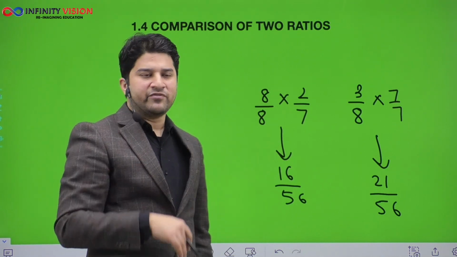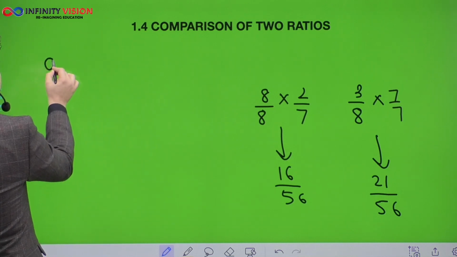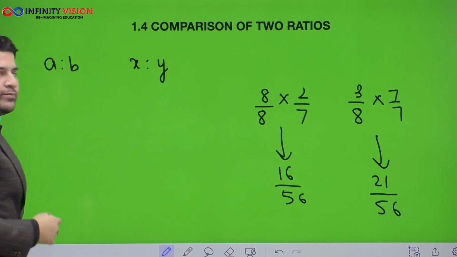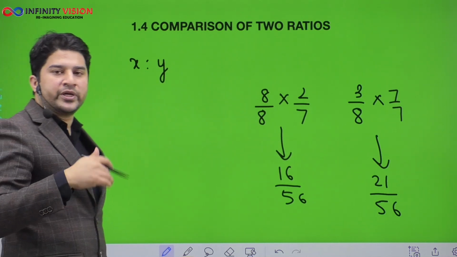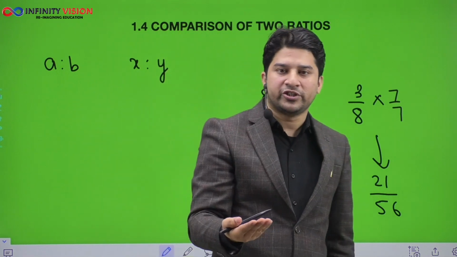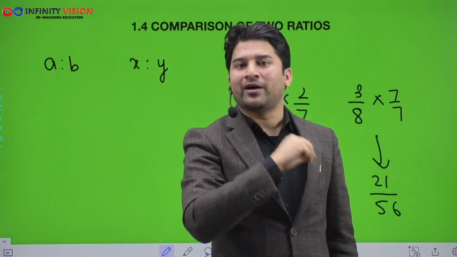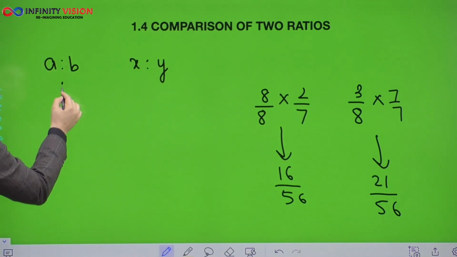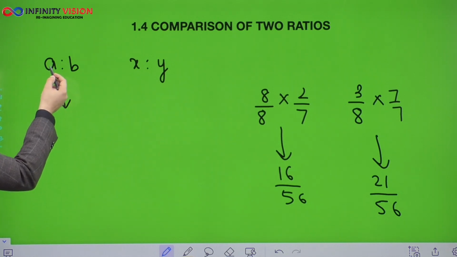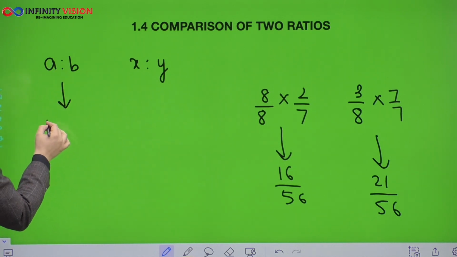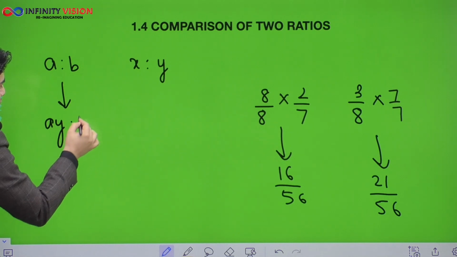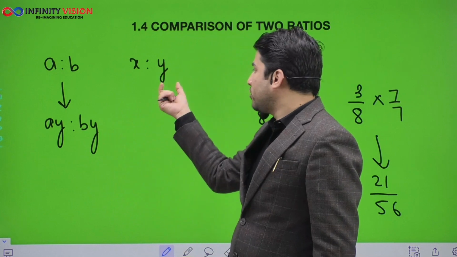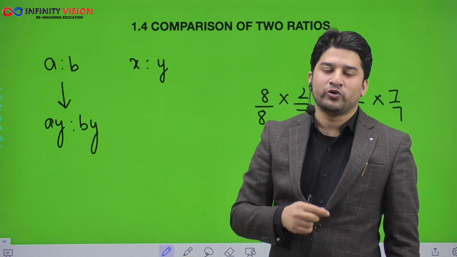In the same way, when you have two ratios, A is to B and X is to Y, which of the two ratios is bigger? What you need to do is bring your ratios to equivalent versions so that their consequents are the same. So when I see A is to B and X is to Y, I am going to convert A is to B into its equivalent form by multiplying the antecedent and consequent by Y. Why did I multiply with Y? Because the consequent of the second ratio is Y.